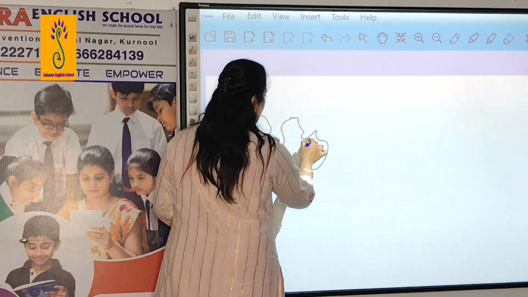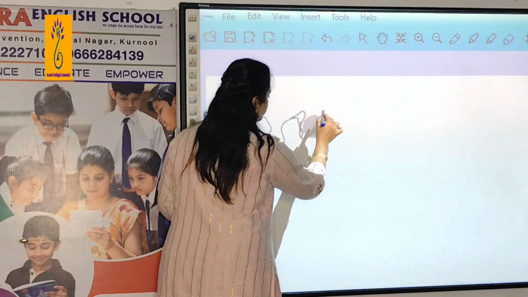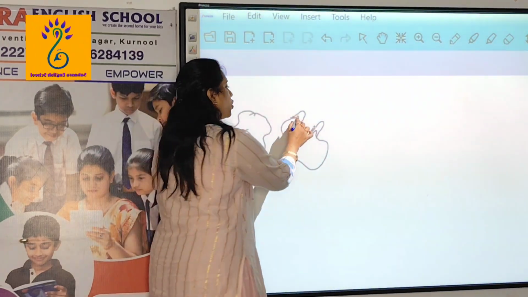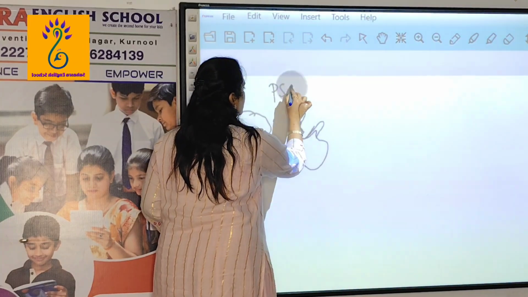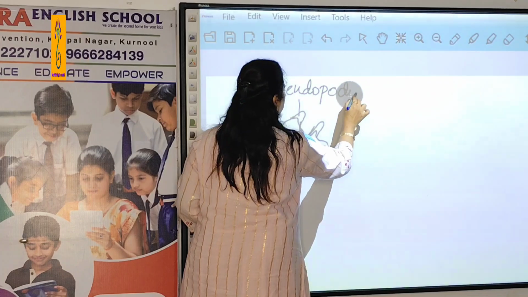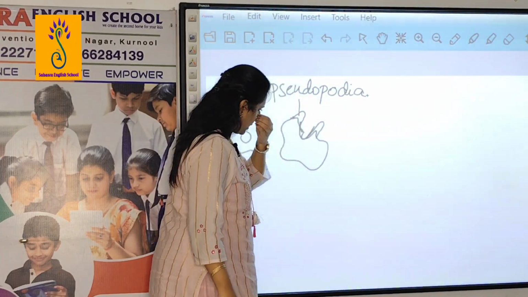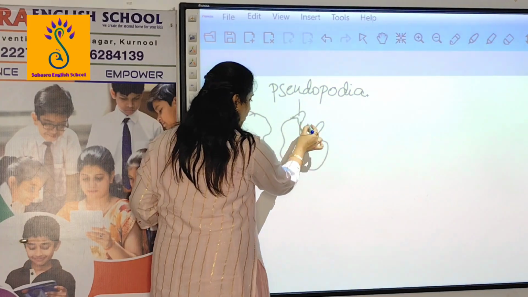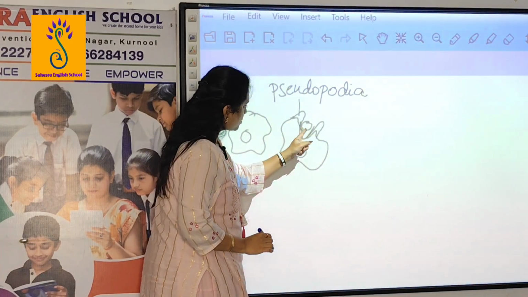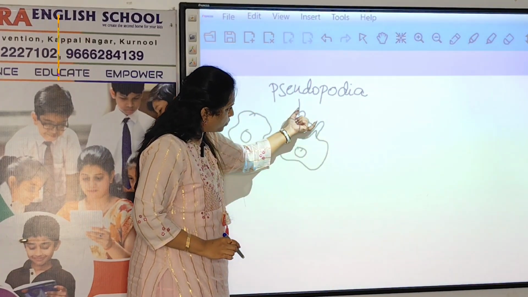These are finger-like projections. Ila finger-like projections veyandi. These are called pseudopodia. Pseudo ante false. Podia ante limbs or feet. Podia ante plural, podium ante singular. Pseudopodia. Now it has identified this is a food particle. Every time draw the nucleus. This is a food particle. It has identified. Now it has produced pseudopodia.